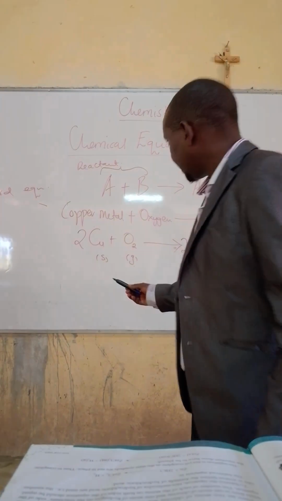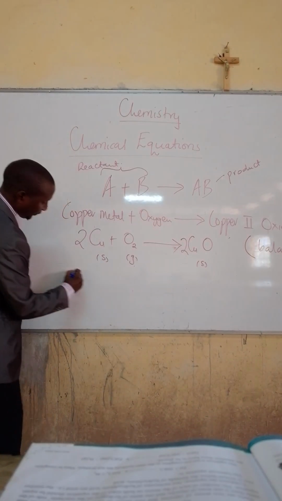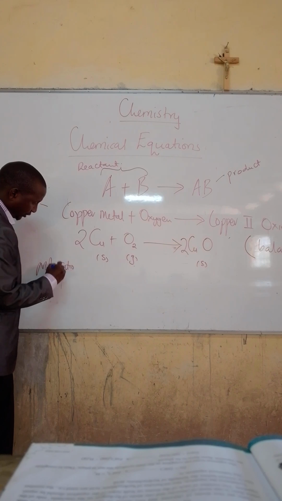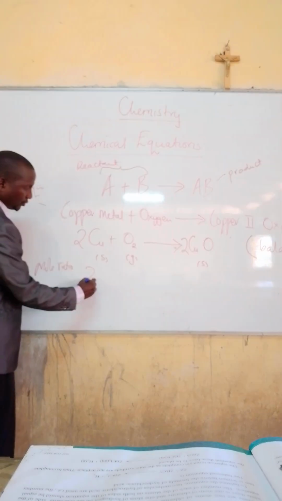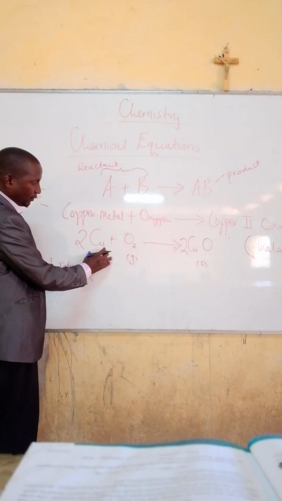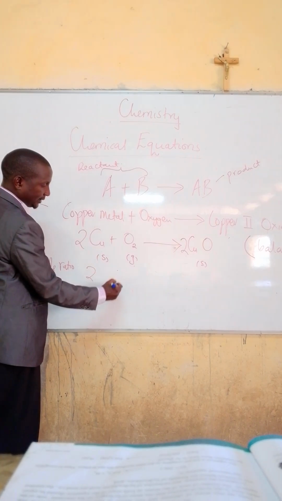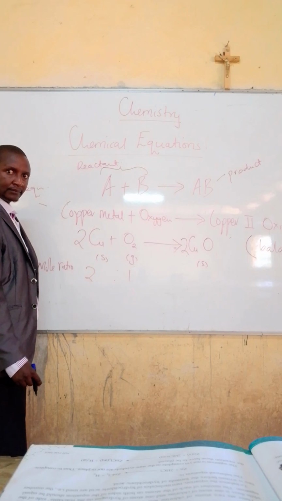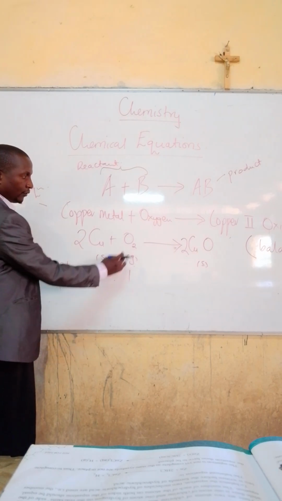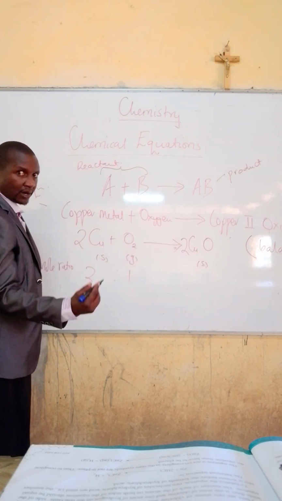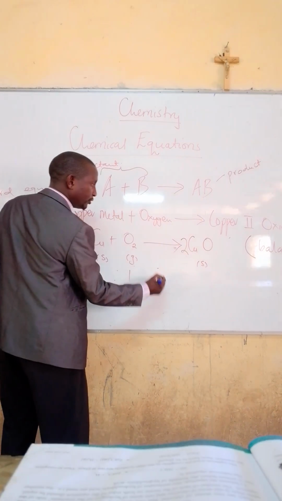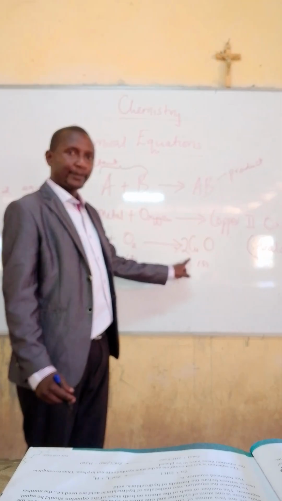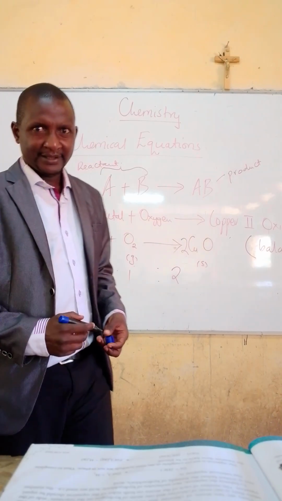So you can see that the mole ratio in this reaction is that 2 atoms of copper are reacting with 1 mole of oxygen molecule to produce 2 moles of copper 2 oxide molecule.